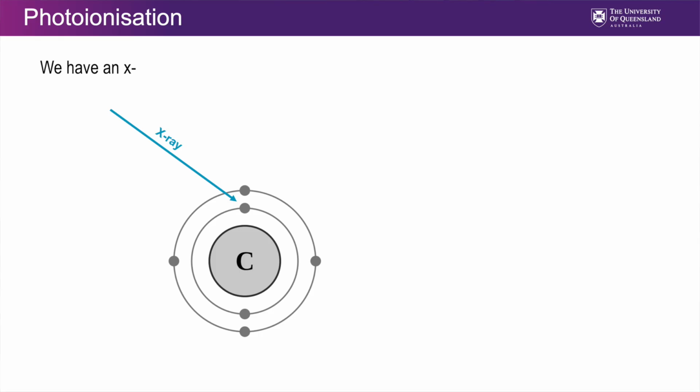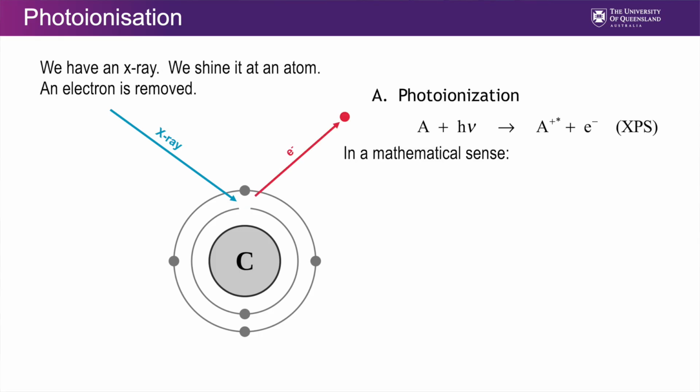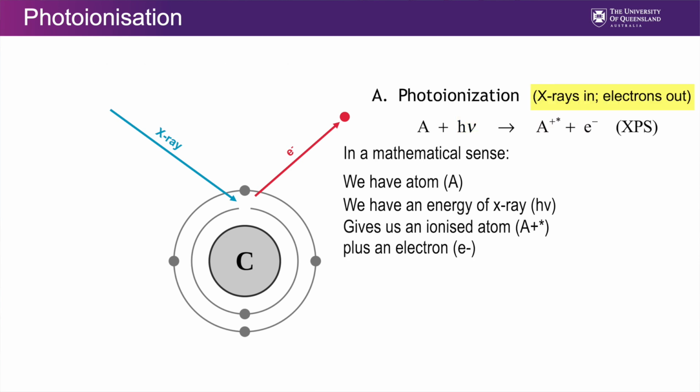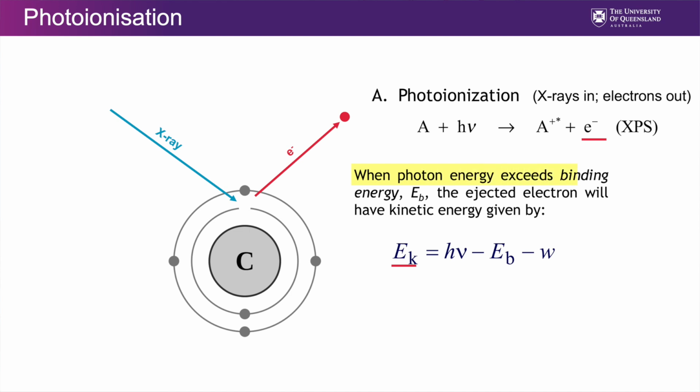So we have an X-ray, we shine this at an atom, and an electron gets removed. If we consider this in a mathematical sense, we have an atom A, we have an energy of X-ray hν. That gives us an ionised atom plus an electron. X-rays in, electrons out. When the photon energy, that's the energy of the X-ray, exceeds the binding energy of the electron, the ejected electron will have a kinetic energy given by this.